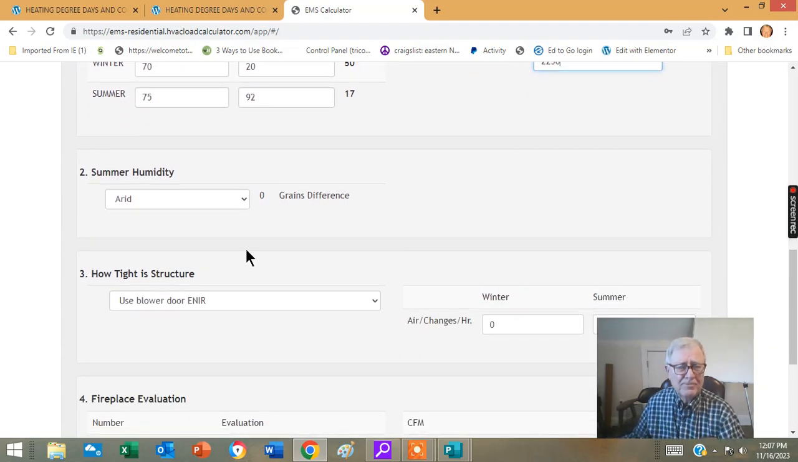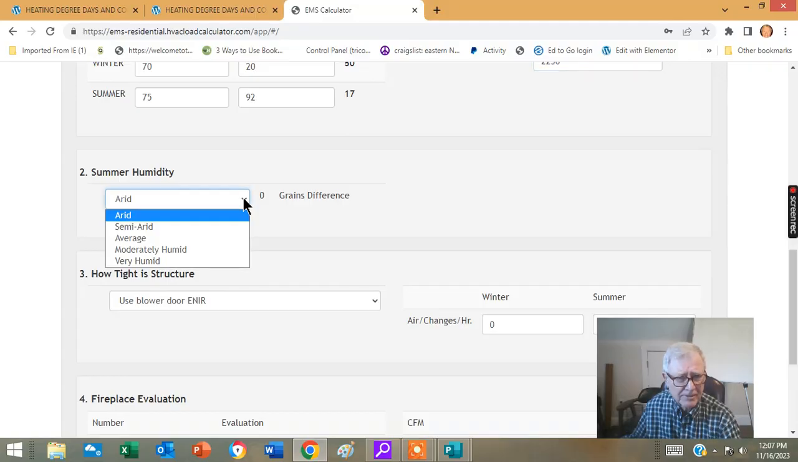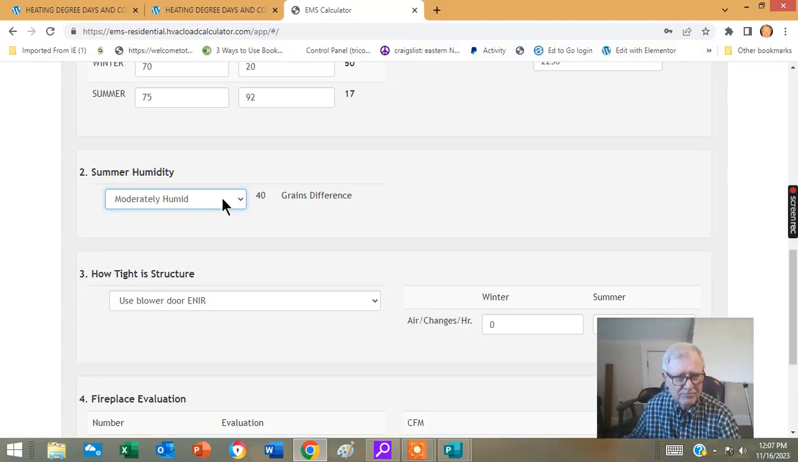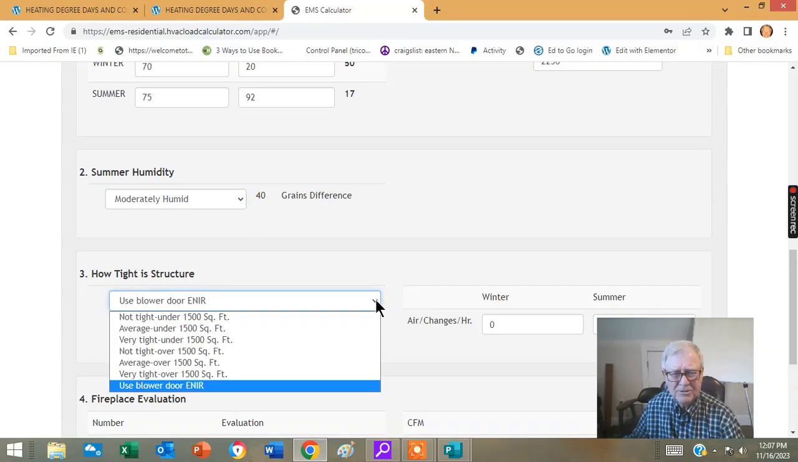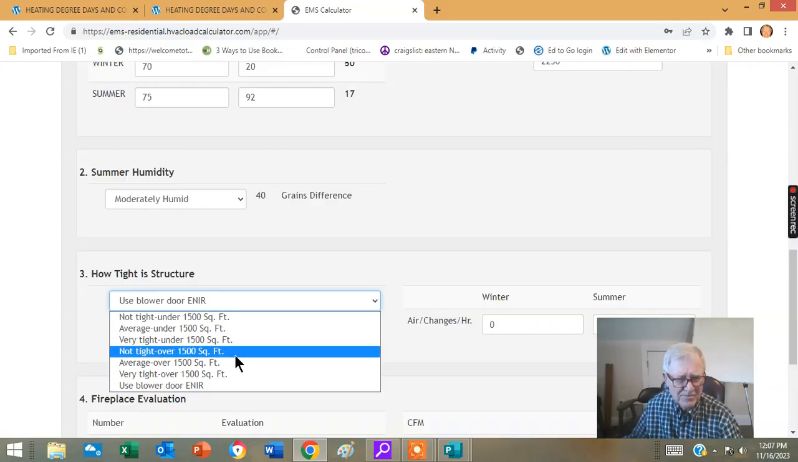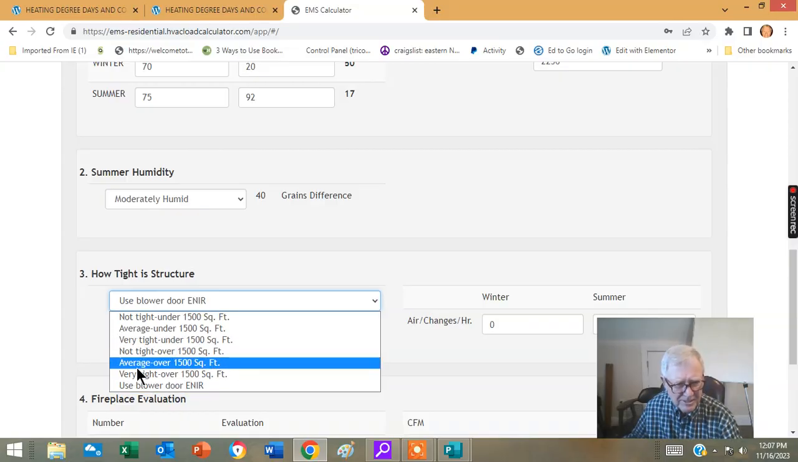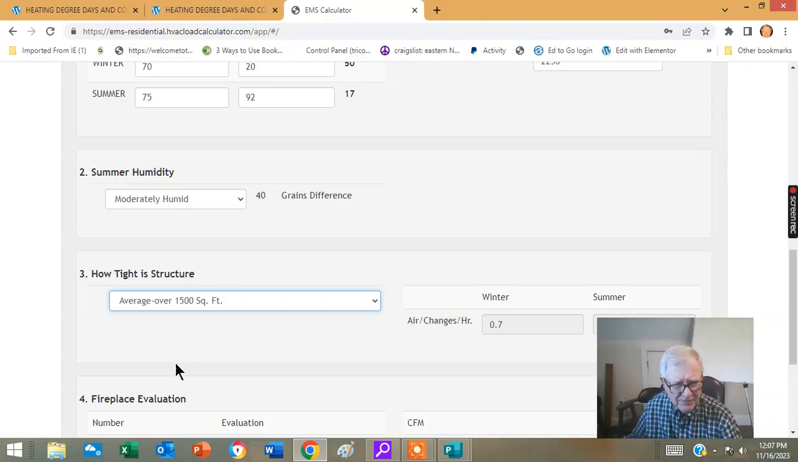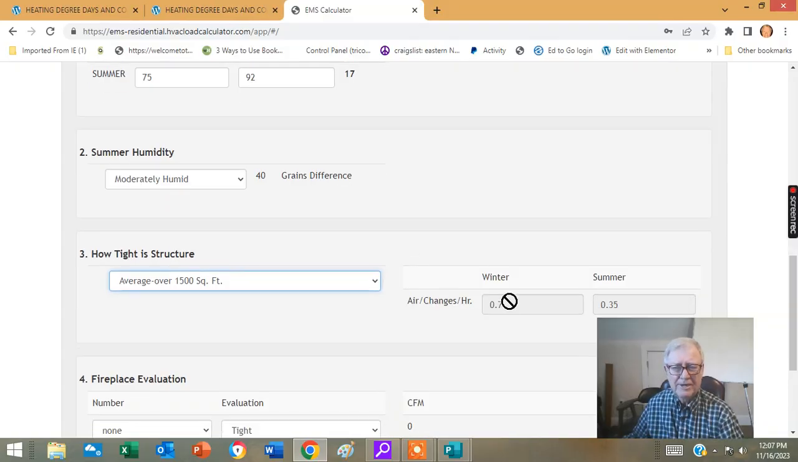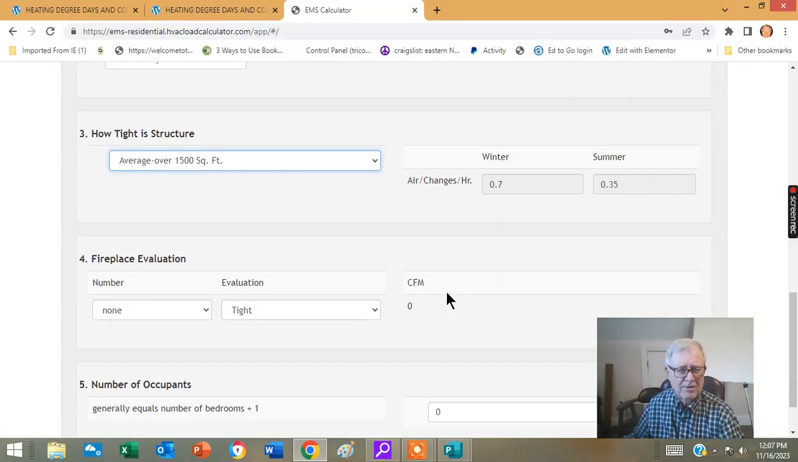Hope not. All right, how humid is the area? Well, Raleigh is moderately humid. So we select moderately humid. And how tight is the structure? Well, this house was built back in the 50s. It's pretty well built, so it's average tight. It's over 1,500 square feet, so it's average over 1,500 square feet. Put that on there. That tells you your air changes per hour.